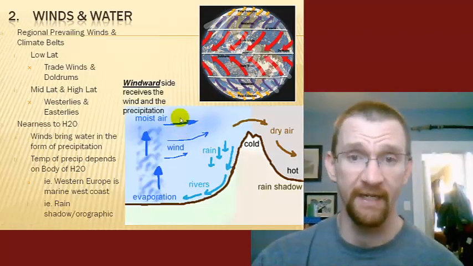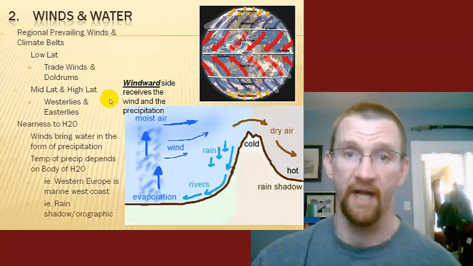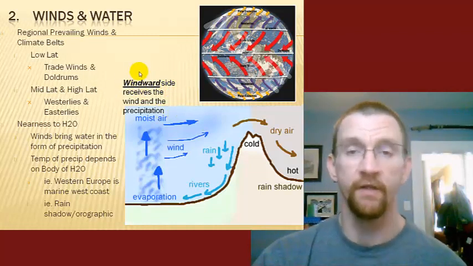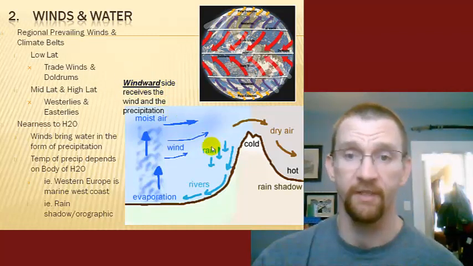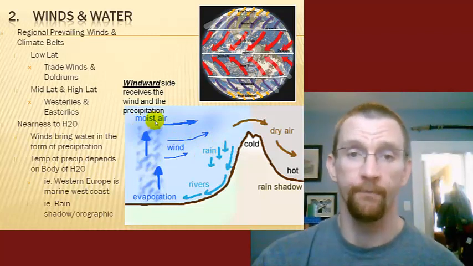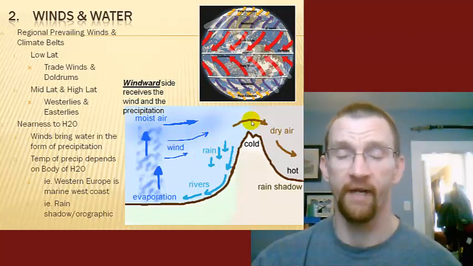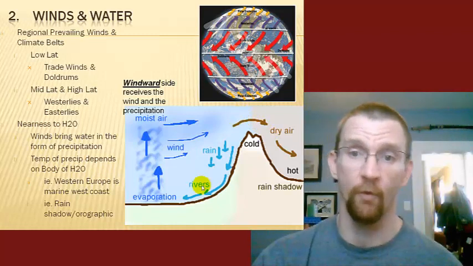The side that receives the rain is called the windward side. Add this to your diagram. The side that receives the rain and precipitation is called the windward side. So, water evaporates, the regional prevailing winds blow it over, hit the mountains, the water drops.